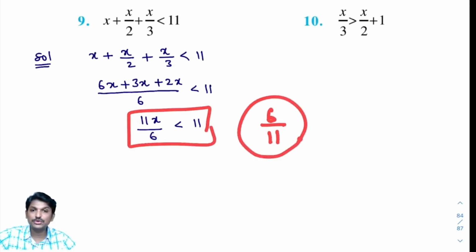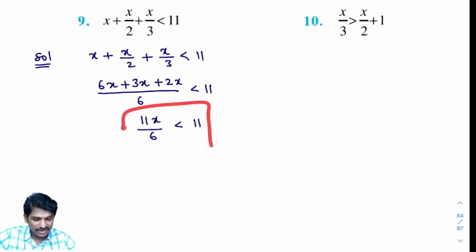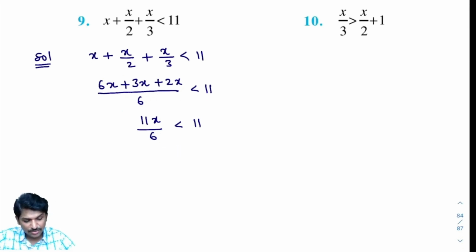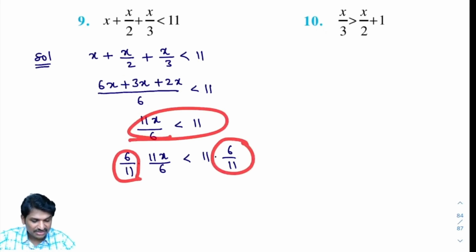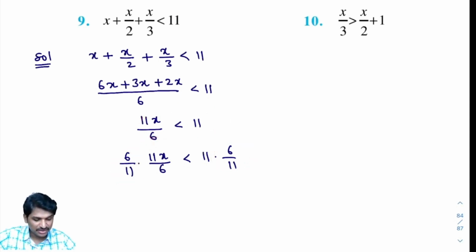6 by 11 is positive or not? Yes, 6 by 11 is clearly positive. For an inequality, if we multiply with a positive real number, does the inequality sign change or remain the same? Rule number 2. For an inequality, if I multiply with a positive real number, the inequality sign remains the same. So multiply with 6 by 11 on both sides. 6 by 11 into 11x by 6 less than 11 into 6 by 11. As 6 by 11 is positive, the inequality sign remains the same. Less than remains less than only.